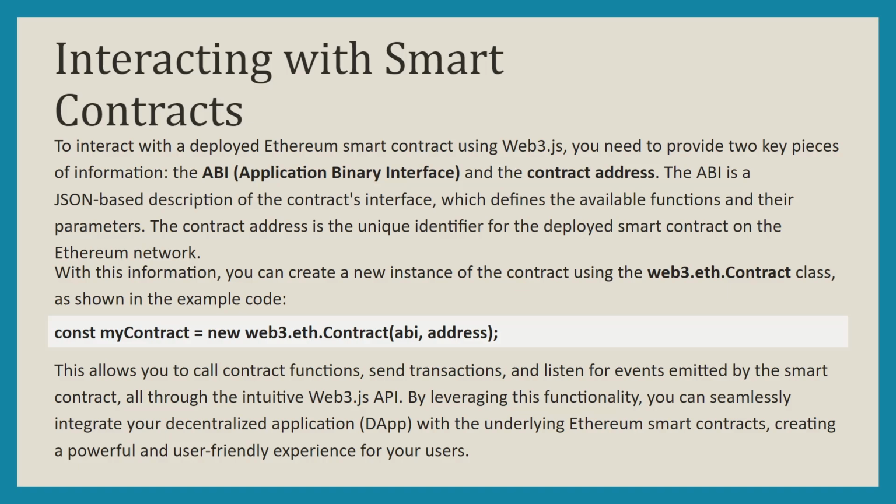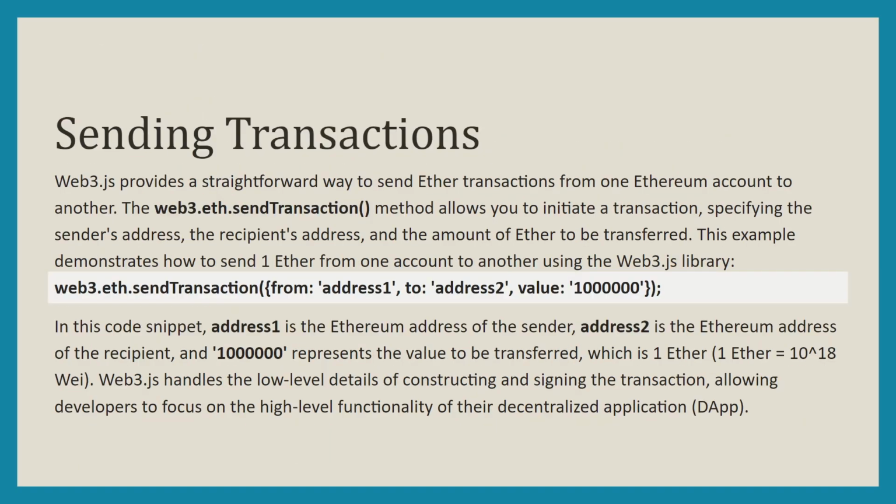This allows you to call contract functions, send transactions, and listen for events also emitted by the smart contract, all through this very intuitive Web3.js API. By leveraging this functionality, you can seamlessly integrate your decentralized application with the underlying Ethereum smart contracts, creating a powerful and user-friendly experience for your users.